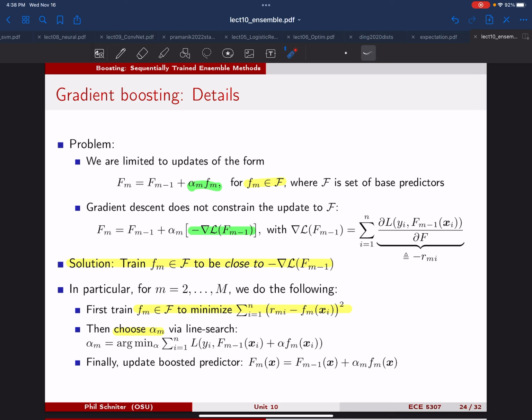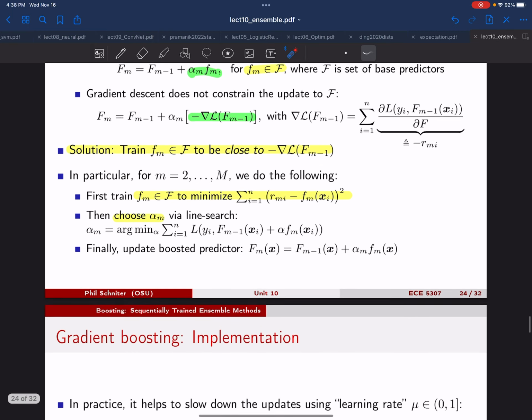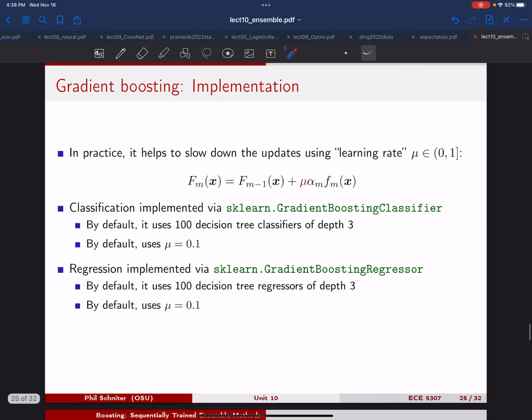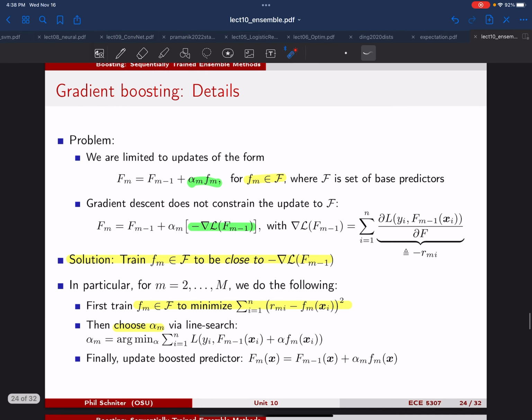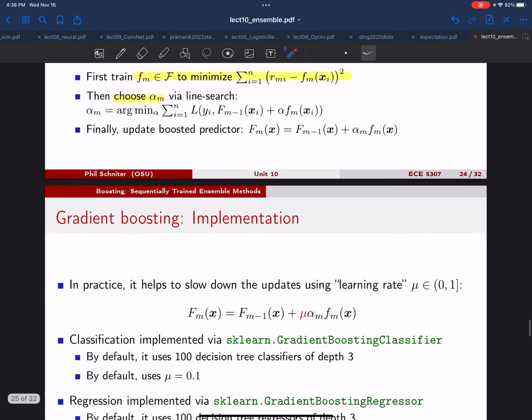Okay, so that's the idea behind gradient boosting. Sounds a little bit convoluted, but it was a big advance, and it's quite general. You can use it in a lot of applications, a lot of formulations.